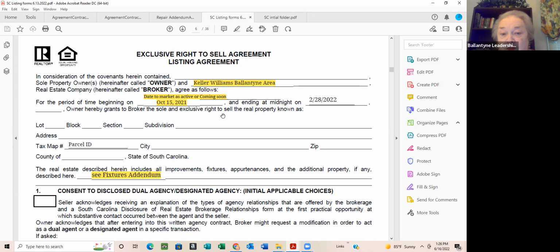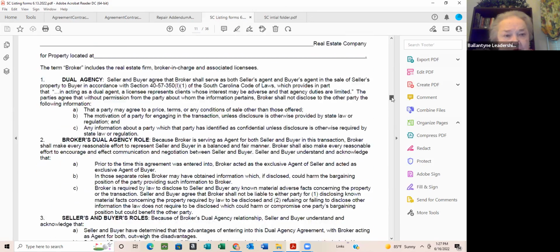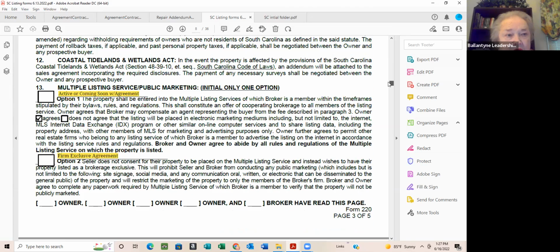All right. Now, let me show you in the contract. Let's go over to the page where they put this. It's paragraph 10, I believe. Where is it? Let's see, right here. Oh no, it's 13 in South Carolina. In the multiple listing service, you can either go active within 1 business day, or you can go coming soon within 1 business day of the seller signing the listing agreement. It's one or the other. Or there's an other option.